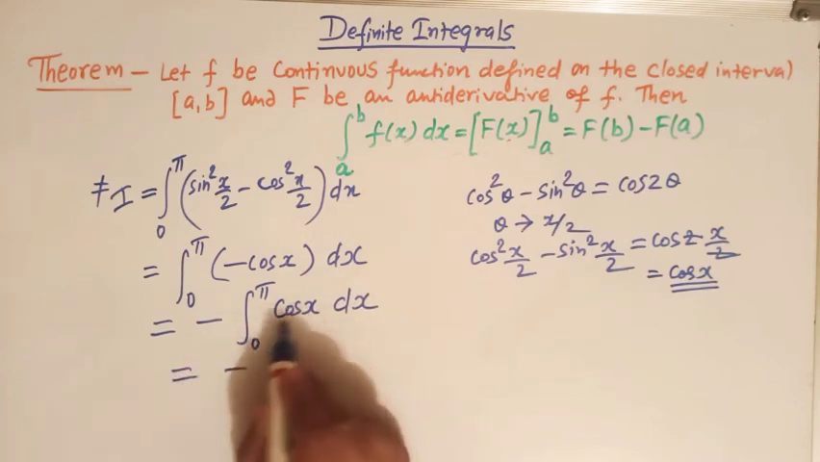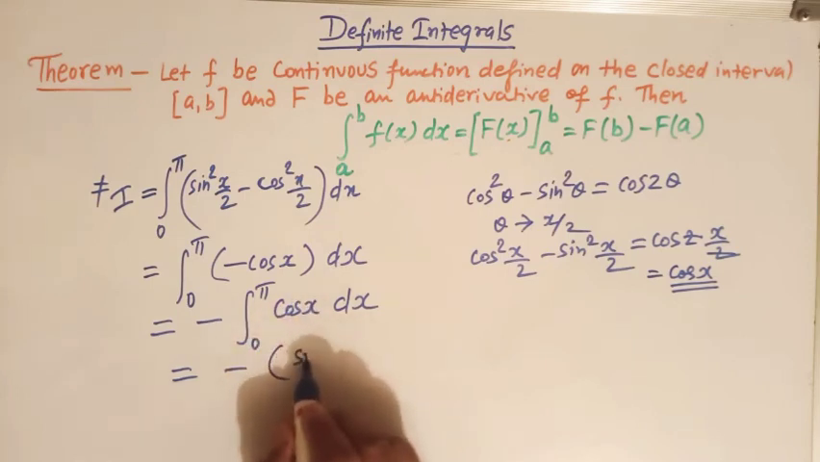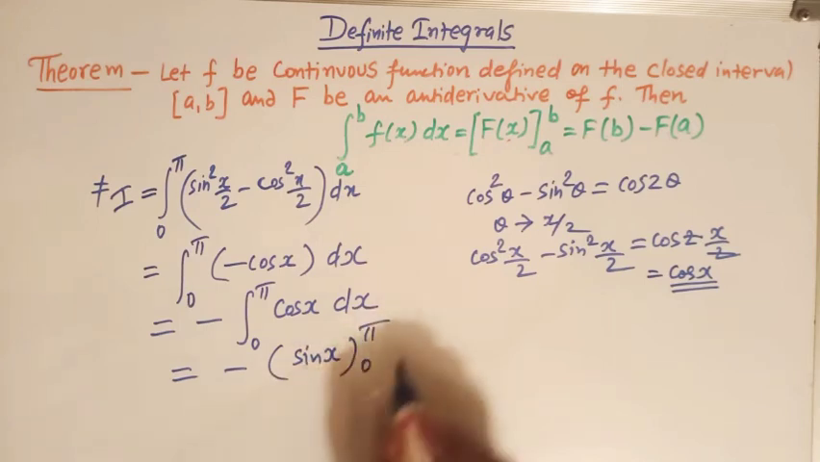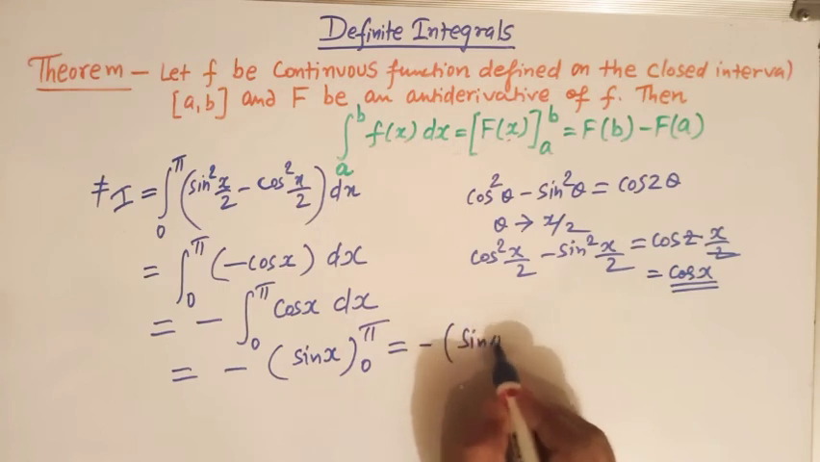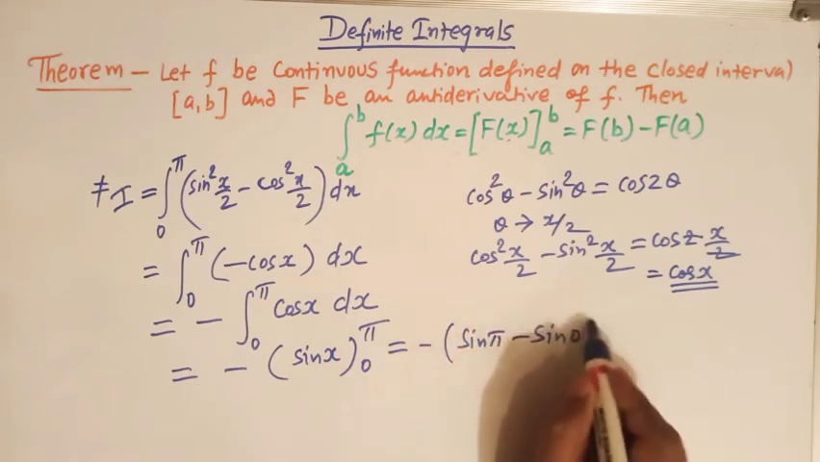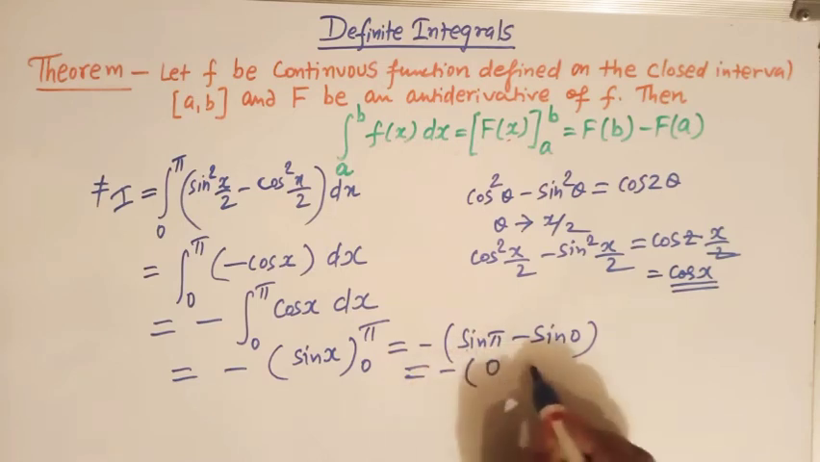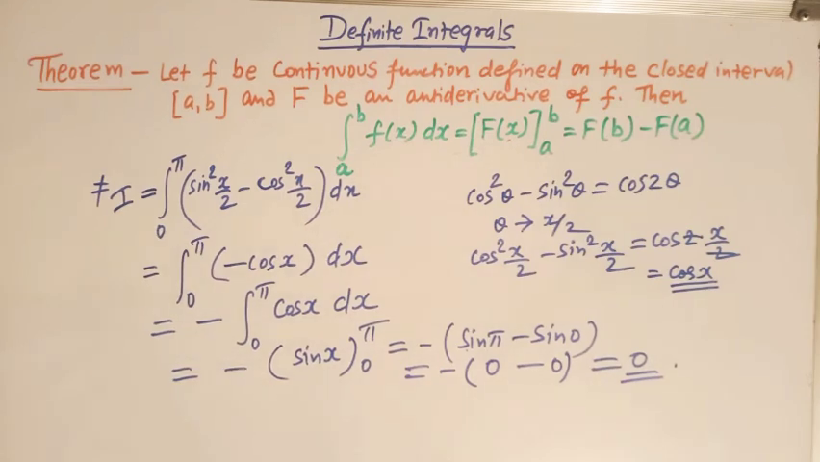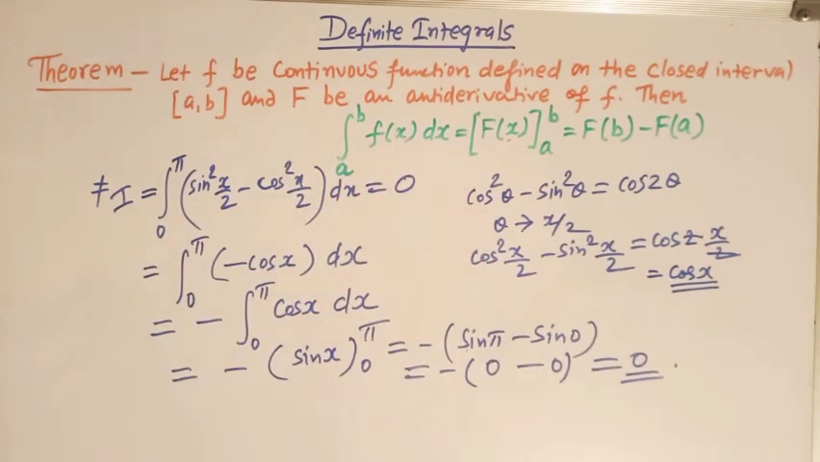Now the indefinite integral of cos x is sine x. So this is from 0 to pi. Now this can be written as minus of sine pi minus sine 0, and we have sine pi is 0, sine 0 is 0, so we have 0, right? So the value of this integral is 0.